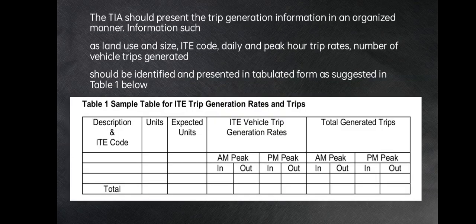So the TIA should present trip generation information in an organized manner, with information such as land use and size, ITE code, daily and peak hour trip rates, and number of vehicles. Trips generated should be identified and presented in tabular form as suggested in Table 1 below. So this is a table which shows the sample table for the ITE trip generation rates and trips. Alam naman siguro natin ito.